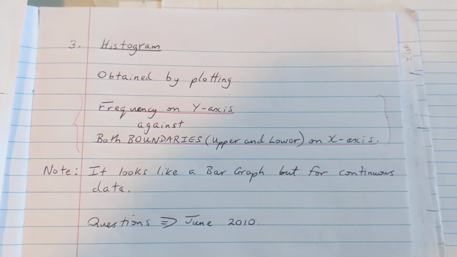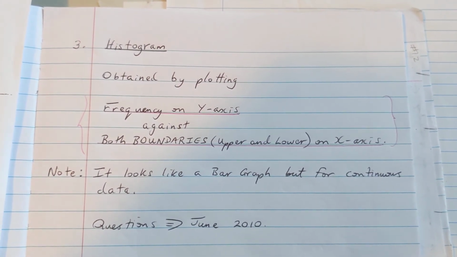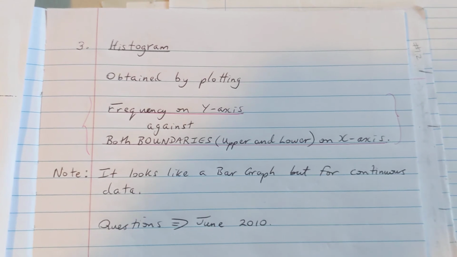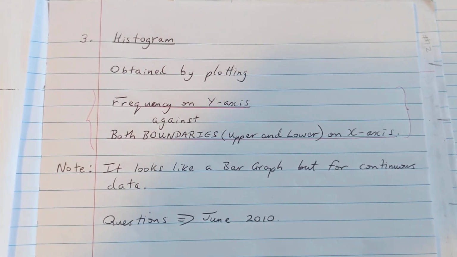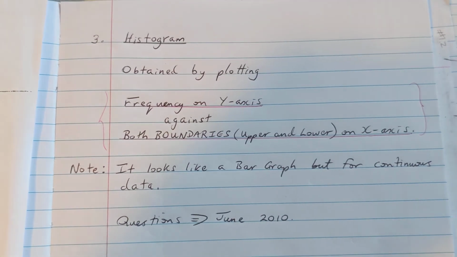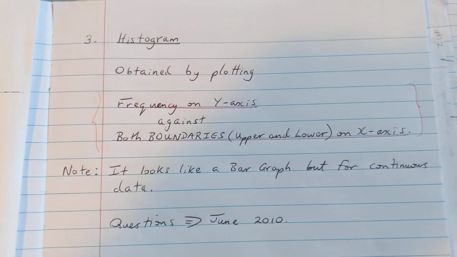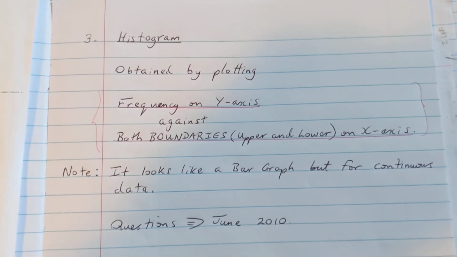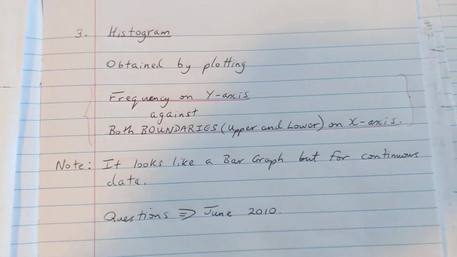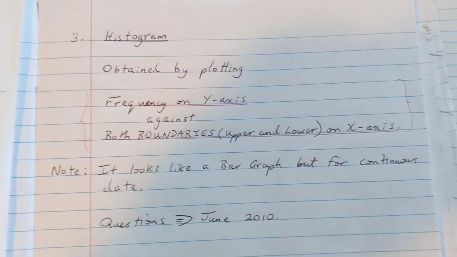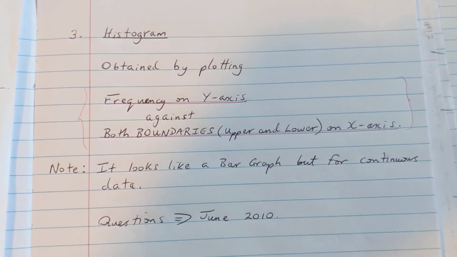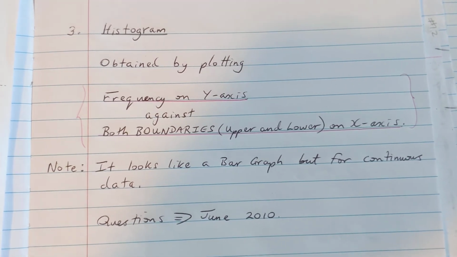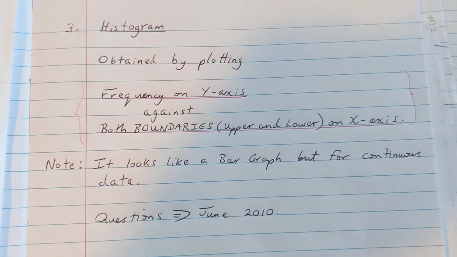Good day again. So the last of the advanced statistical graphs we want to look at is the histogram. The way we get the histogram is frequency again going on the y-axis, but the upper and lower boundaries both form something looking like a bar on the x-axis, as you'll see. So that's where the boundary is going to come into play. Like I said, it's going to look like a bar graph, but it will be joined because it's for continuous data.